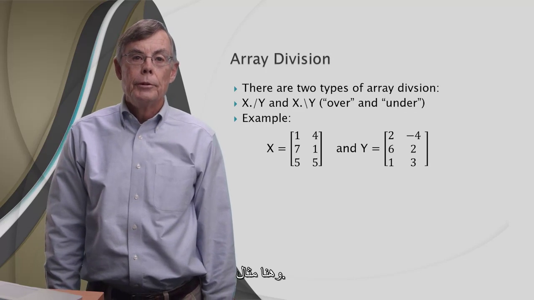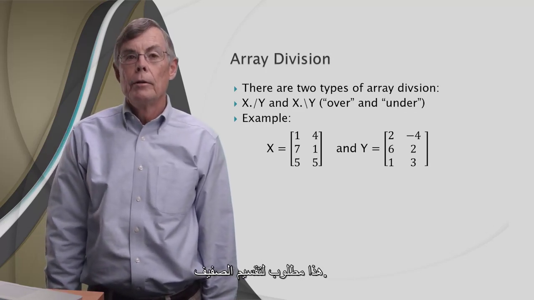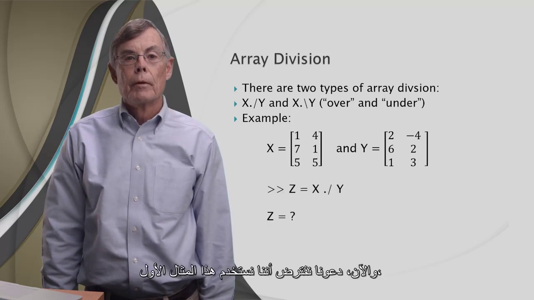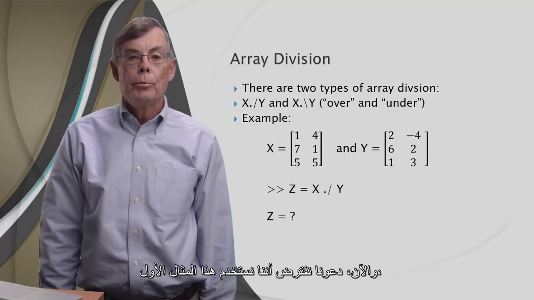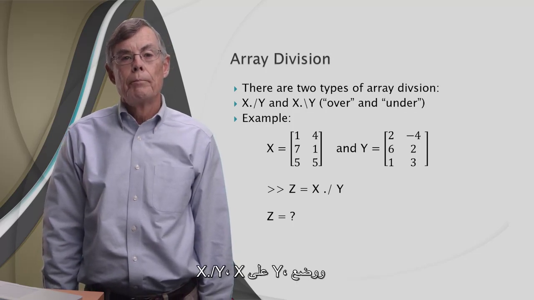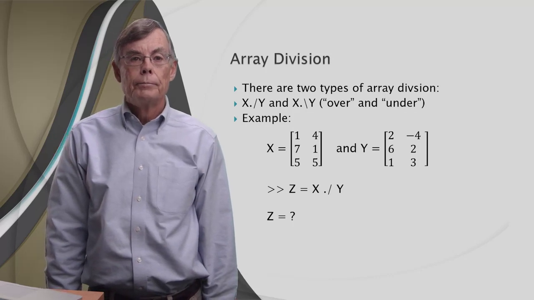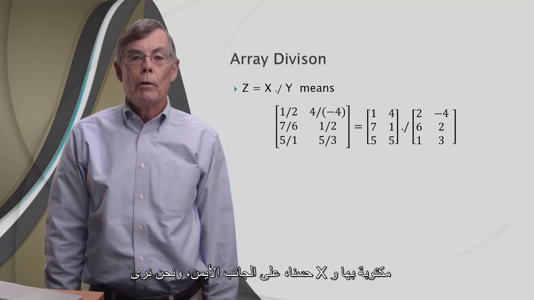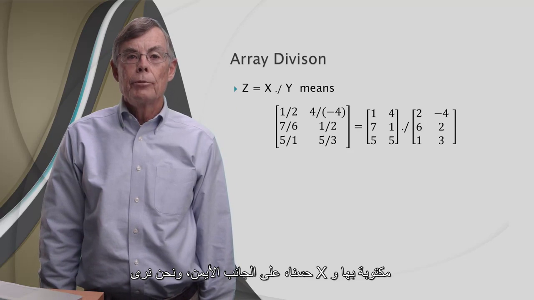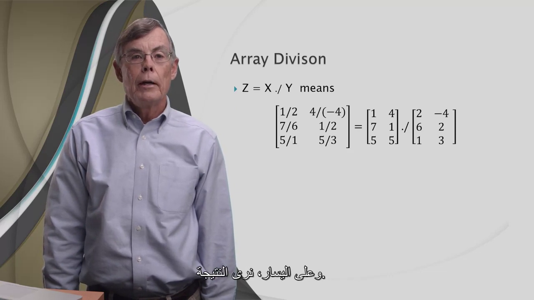Here's an example. You see an x and a y. They're both the same shape and size. That's required for array division. Now let's suppose we use that first example, x dot slash y, x over y, and put that in z. So what does z look like? Well, over on the right side, we see x written out and y written out, separated by the dot slash operation. And over on the left, we see the result.